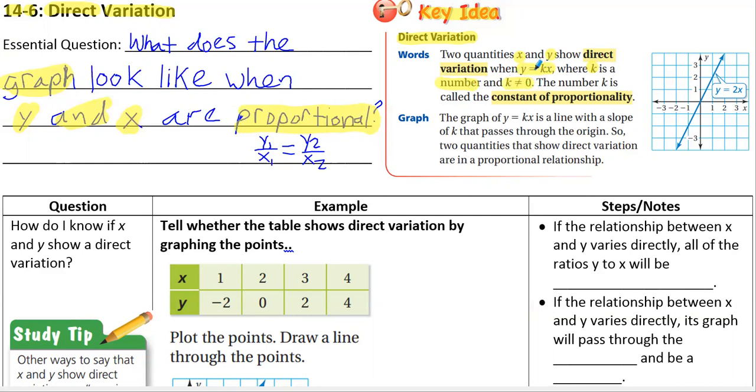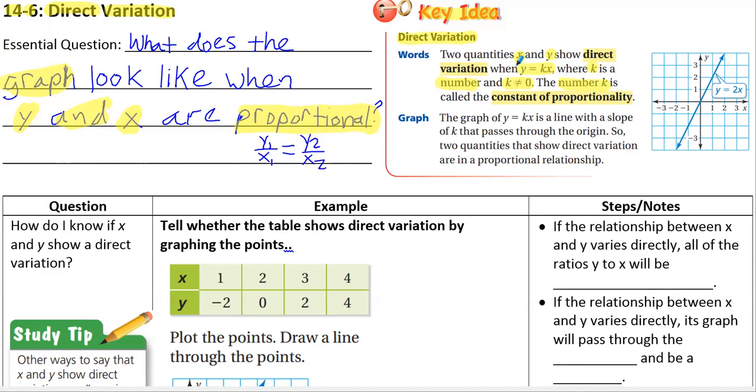Well, that kind of makes sense. If k was 0, it'd be y equals 0, and it would get rid of x altogether. So how could x and y be proportional? I don't know what this k business is. I actually do, but I'm going to show you. The number k is called the constant of proportionality. This is a little definition.